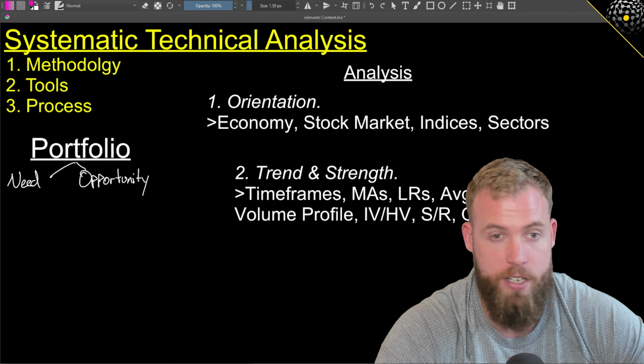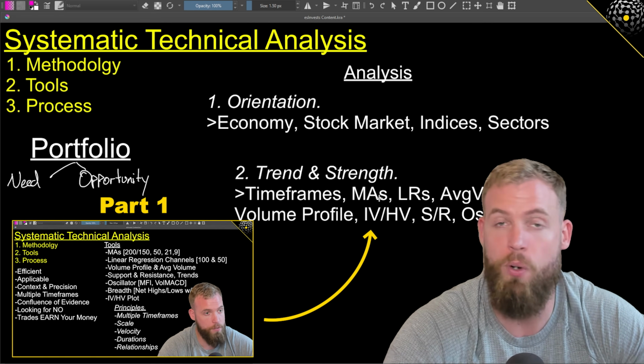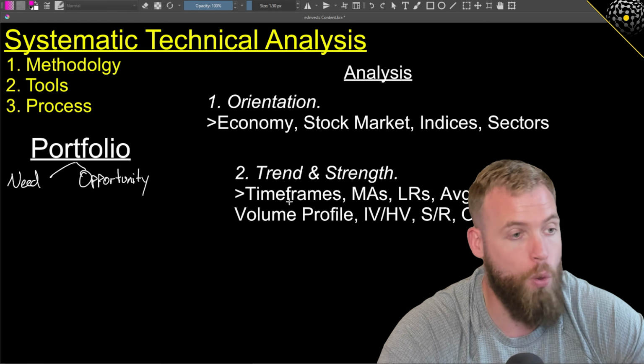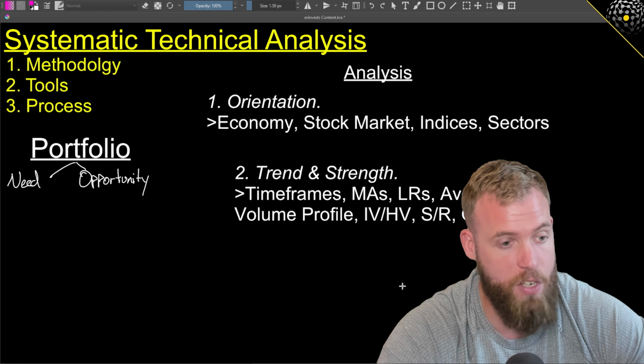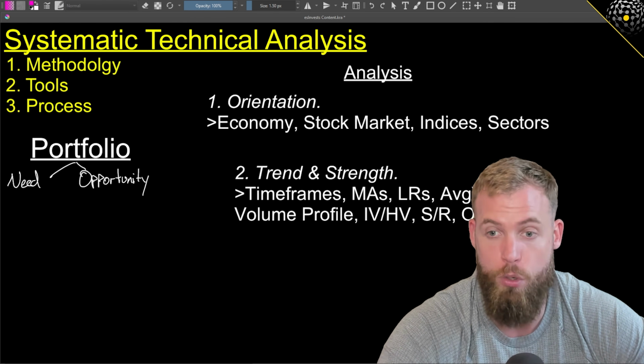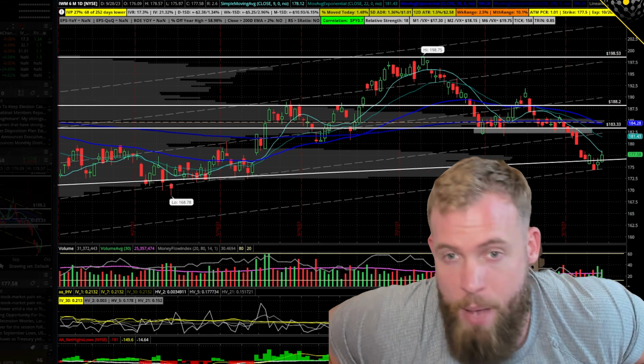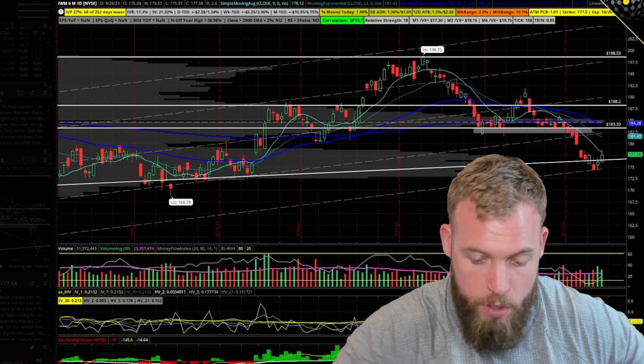Next up, we have the trend and strength. This is where I'm going to apply all of those tools that we reviewed in the last video. The way I'm thinking about this again is I'm going to start with various time frames and analyze what I'm looking at. So to do that, let's take an example. As you all know, I like to trade IWM and I like to trade the covered strangle. That's one of my go-tos.